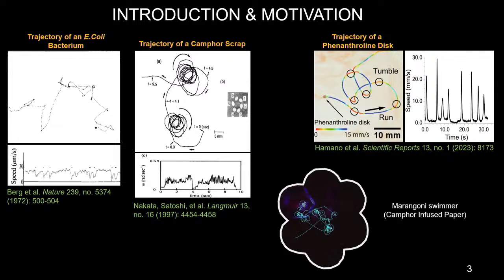So in our lab, we designed a Marangoni swimmer which is able to show 3 different states: run, tumble, and rest. We are calling it a Marangoni swimmer. It is camphor infused.